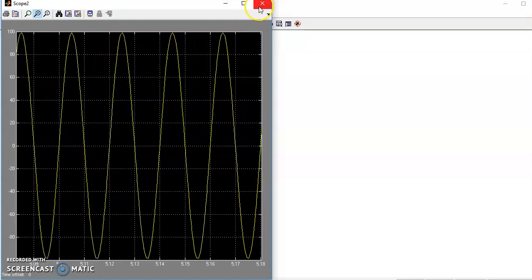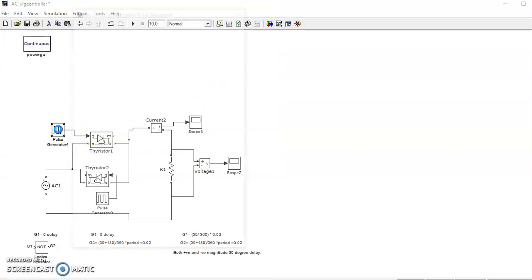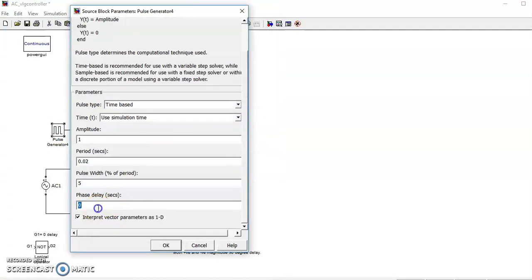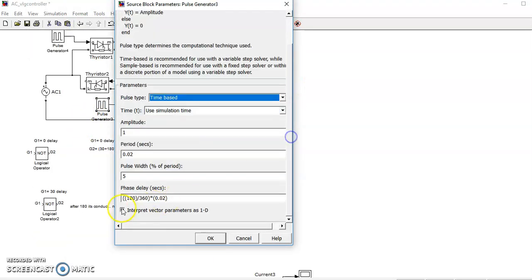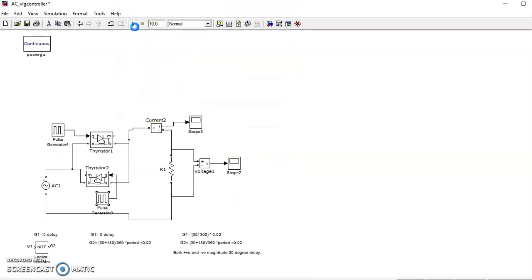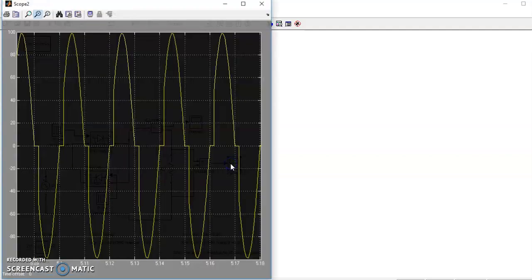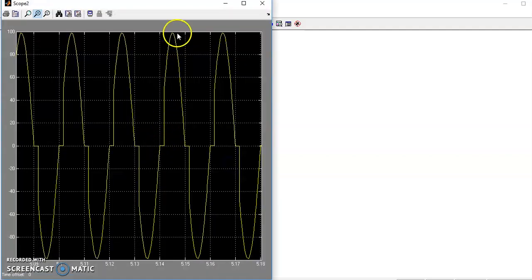It's a sinusoidal waveform. Suppose I give a 30 degree firing angle. So I will give a delay for that: 30 divided by 360 multiplied by 0.02. So a 30 degree firing angle is applied. Here also on the bottom side, I need to apply plus 30. So 30 degree firing angles. Once I run the program, you will see the result. So 30 degree firing angle for the top as well as the bottom. See that, 30 degree firing angle for the top as well as for the bottom.